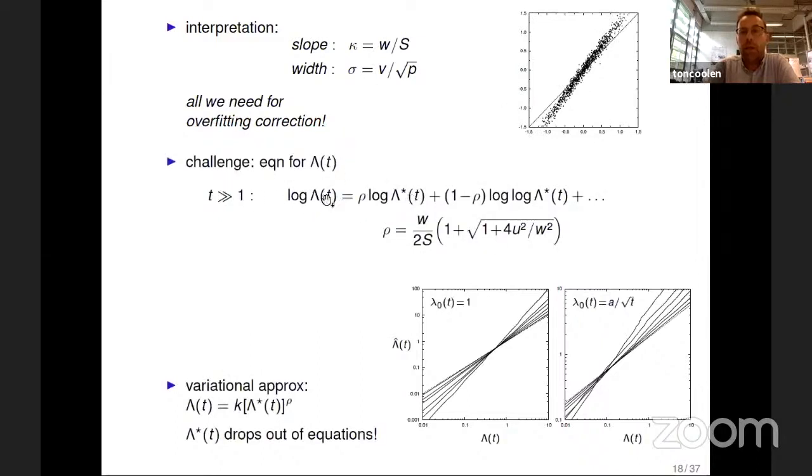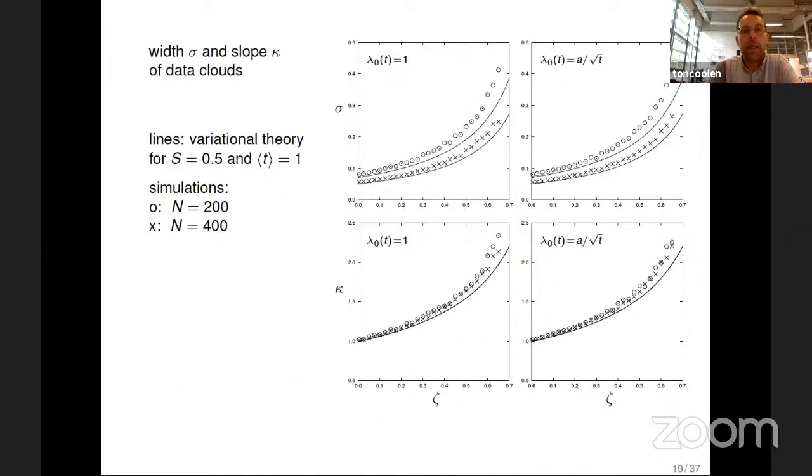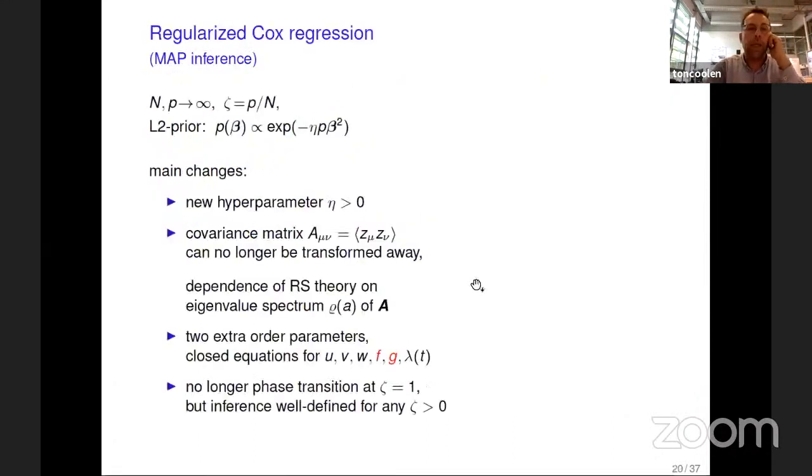Finding this lambda is harder. You can do expansions for large time. You find the leading order. That suggests that in leading order, the relationship between the big lambda and the true big lambda would be like a power law. And you can use that as a variational approximation. And if you plot log-log, you see that this is in fact not just for large times, but also very well performing for small times. And then you can build your theory, you can do simulations and see whether the predicted width of the cloud and the slope of the cloud agree with the simulation data. And there will be deviations, and that's purely because of the variational approximation one has to make.